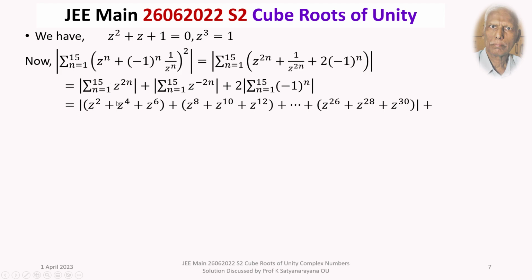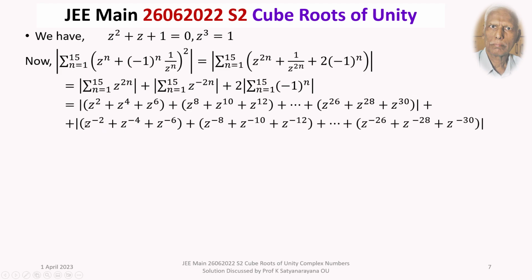Three terms we group as one bracket. Then n is equal to 4, 5, 6, the next bracket. n is equal to 13, 14, 15, the last bracket. That is the fifth bracket: the first bracket, the second bracket, and so on up to the fifth bracket. So also in the case of modulus of sigma n is equal to 1 to 15 z to the power of minus 2n, three terms we sum up as one bracket and we get the 5 brackets.